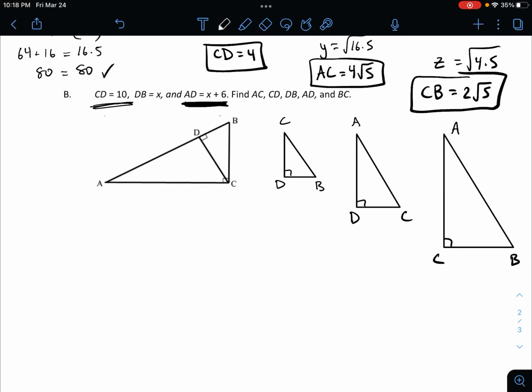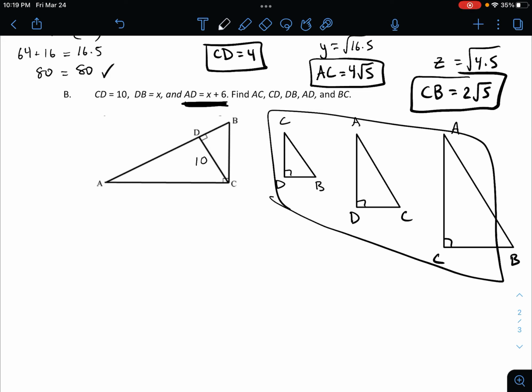All right, for letter B, we know that CD is 10, so we're going to label that as 10. And I already drew these, set up in the correct manner. I've already reoriented them. If you haven't done that on your own yet, I would recommend trying that on your own because that is a big part of this problem. If you're not able to orient these on your own, then you're going to be stuck and you're going to be getting the wrong answers. So make sure you can do this on your own.